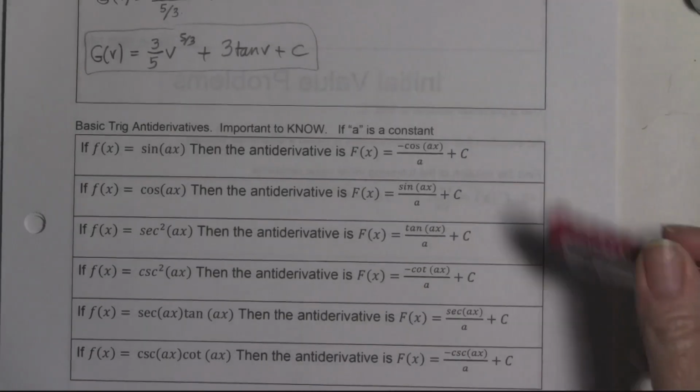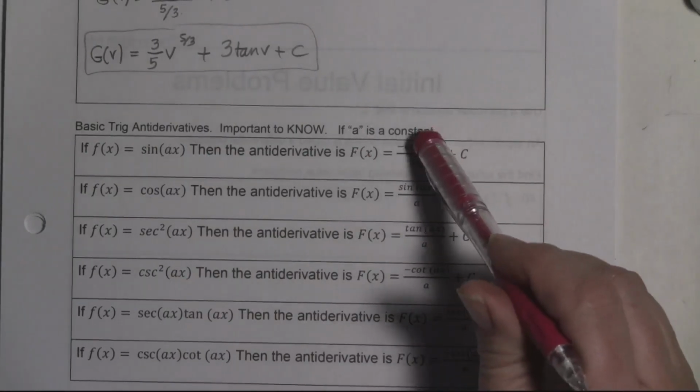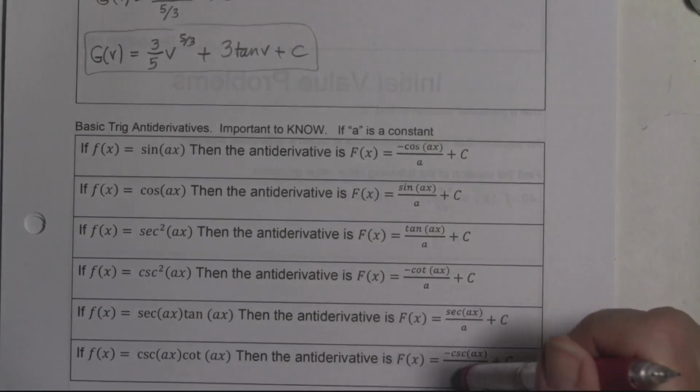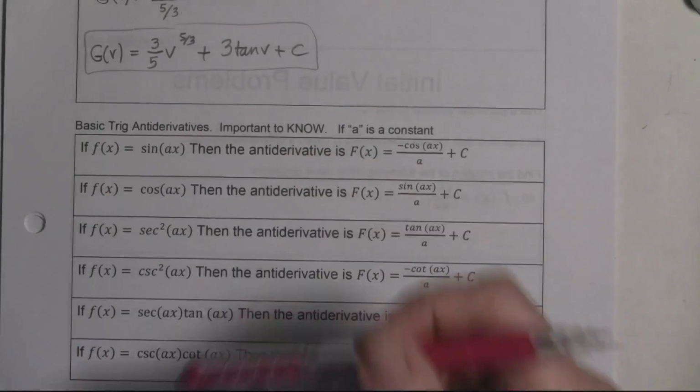So I don't have these antiderivatives necessarily memorized. I have to admit I have this side memorized, right? I say to myself, if I was to take the derivative of negative cosine, what would I get? Well, I get positive sine, etc.